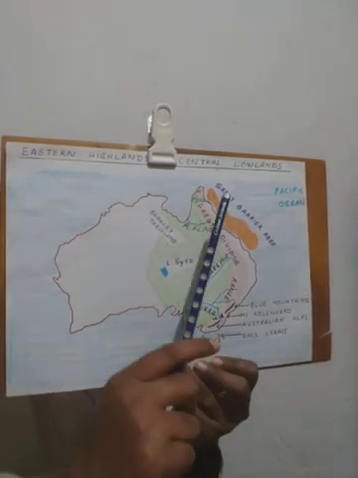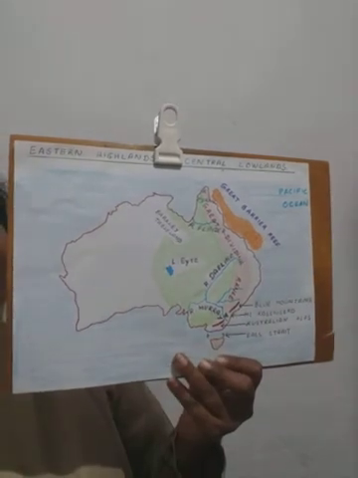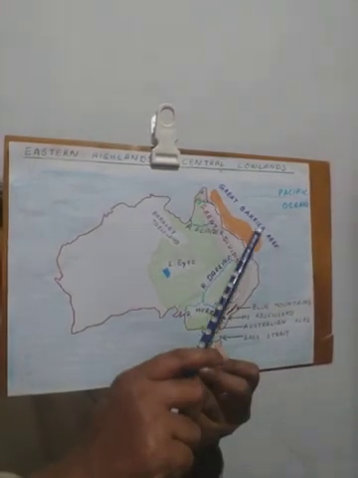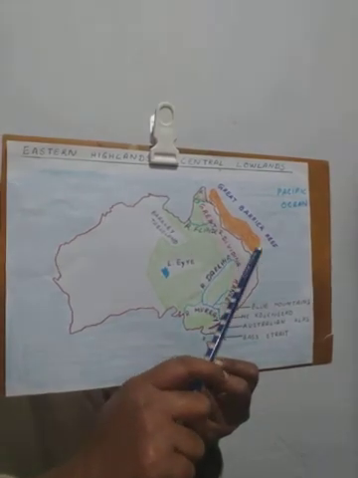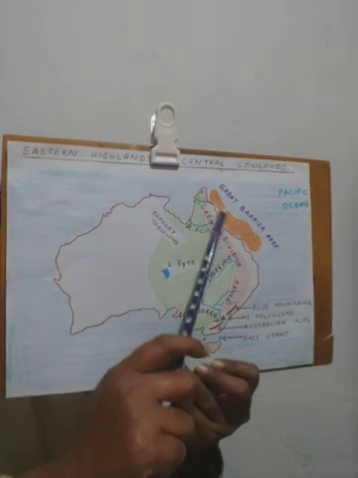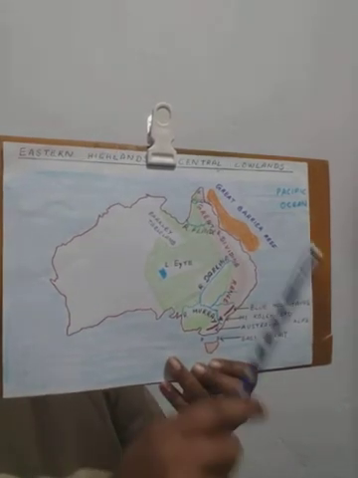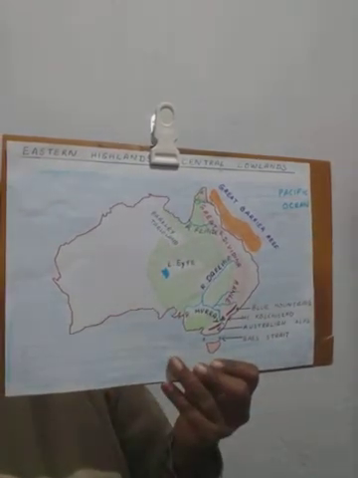Now we shall talk about the Great Barrier Reef. It is the largest coral reef in the world. Extends up to a distance of 1900 meters along the northeastern coast of Australia in the Pacific Ocean. Now, what is a coral reef? Coral reefs are formed by very tiny microscopic creatures in the shallow waters known as coral polyps.